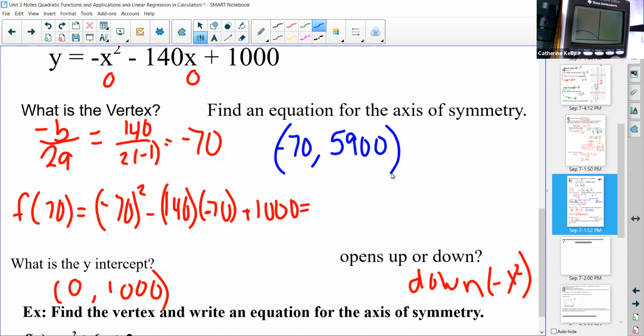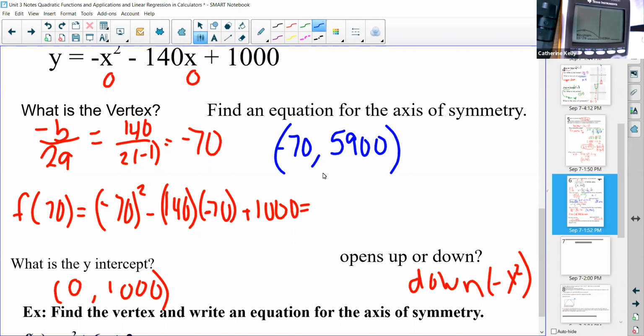So if I go to second trace and I want to find my maximum, I'm going to go over here, my left bound. It says x is 0, but I don't want it to start here. I want it to start way over here. So I'm going to go over. I know it's got to be at least negative 70, so I'm going to keep going. See, my cursor's coming now. So I know that I want to get to this side of the curve. So I'm going to go from here and then to the right side of the curve. And then enter, enter. And there it is, negative 70 and 5,900.